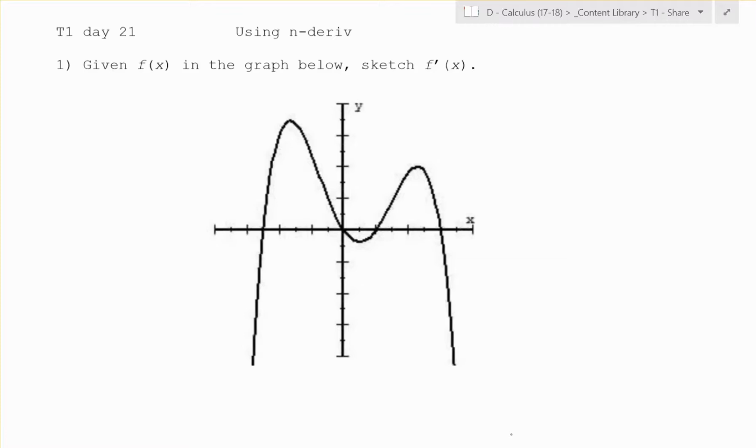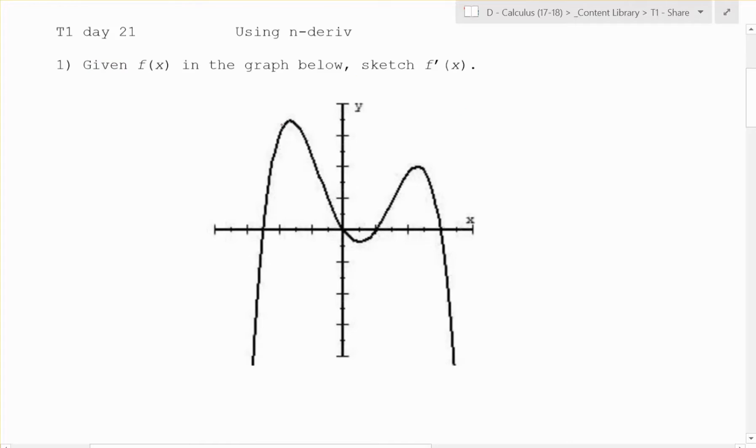We're going to learn about the n-deriv function on your calculator, which will help us go deeper into our study of derivatives. First, let's remember some of what we know about derivatives, things that we can determine without a calculator. First, if we're given a graph, let's graph f prime. What could f prime look like?